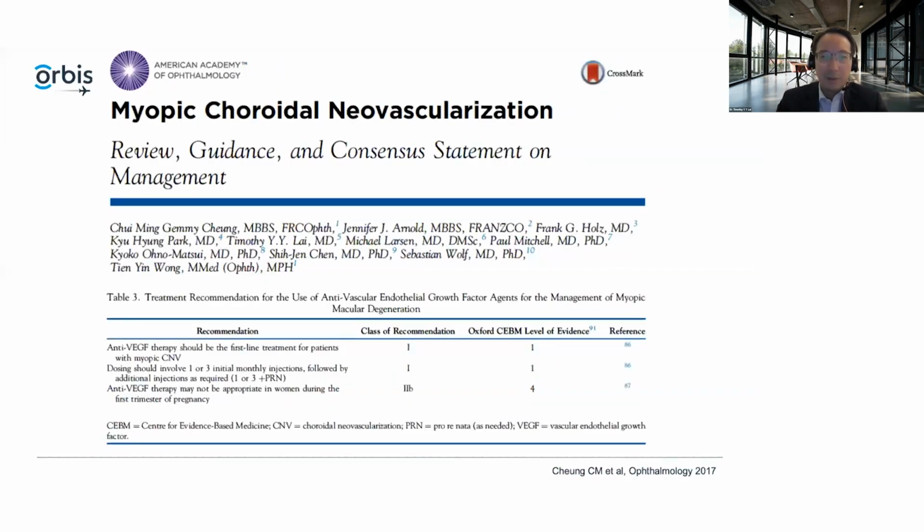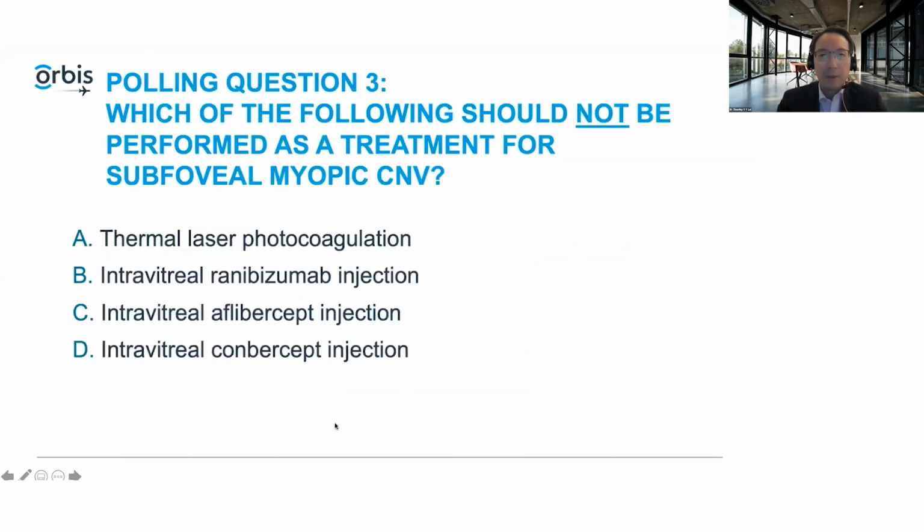And this is also another consensus we prepared. So the recommendation is that anti-VEGF therapy should be the first-line treatment for myopic CNV, and dosing should be 1 or 3 doses, depending on where you are. For a larger lesion, we tend to give 3 and then PRN, but for a small lesion, 1 injection is enough.